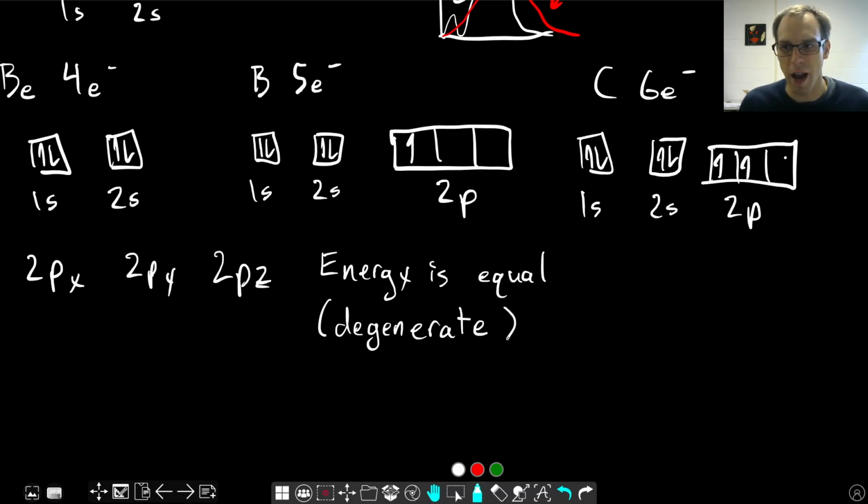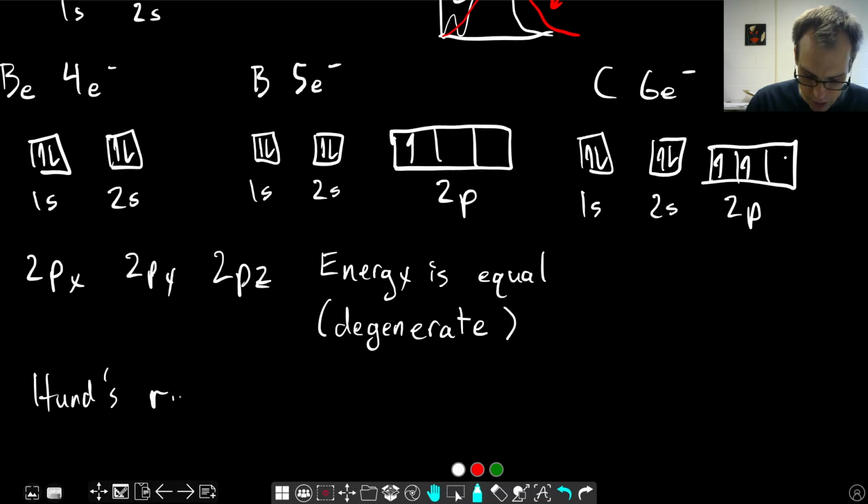So the question is, how do we put electrons into these orbitals if their energies are equal? We introduced our first two rules, which are that we go to the lowest energy orbitals first, and that we can fit 2 electrons in each orbital. But now that we have these degenerate orbitals with the same energy, we need another rule. Our third rule is what's known as Hund's rule. Hund was a German physicist, and this rule is named after him.